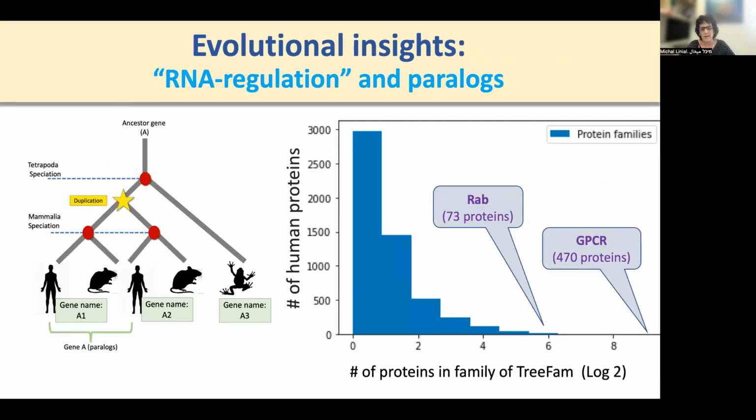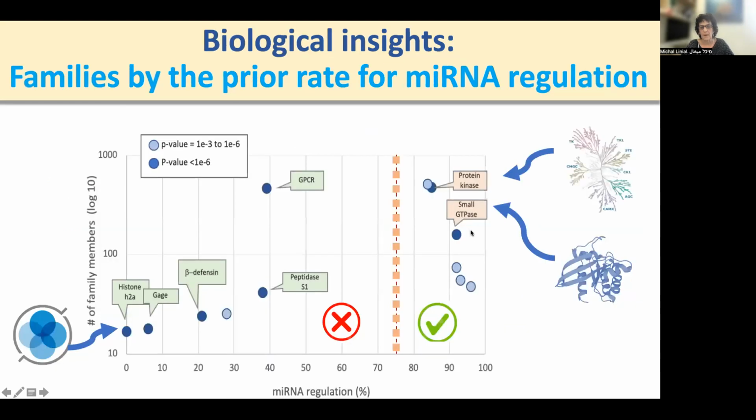Moreover, we wanted to understand if this biology is related to the function of protein families and to paralogs. In order to understand this, we put all those proteins, in this case of human, and asked which proteins have many paralogs in humans, such as GPCR or RAB proteins, with this number of proteins within the human proteome. When we did this, we found something quite nice, which shows that each family has its own tendency to be regulated. For example, histones basically are not regulated, neither are beta defensins.